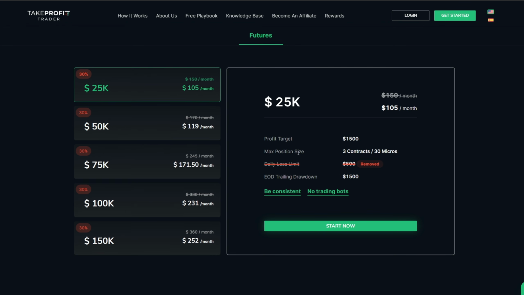With a 25K account, once you make $1,500, you then have a static drawdown. In the 75K account, once you make $2,500, you then have a static account. And in the 100K account, once you have made $3,000 of profit, you then have a static drawdown in your account.